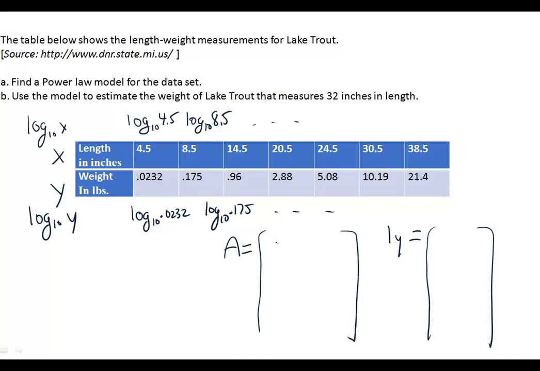In my matrix A, I'm going to have 1 and then the log of my first x value. Next row is 1 and the log of the second x value. So that's the only difference here. With this power law model, instead of using x's in my second column, I'm going to use the log base 10 of the x value. And on these two matrices, A and ly, I'm going to do the least squares fit. So let's go to MATLAB and take a look at how that works.